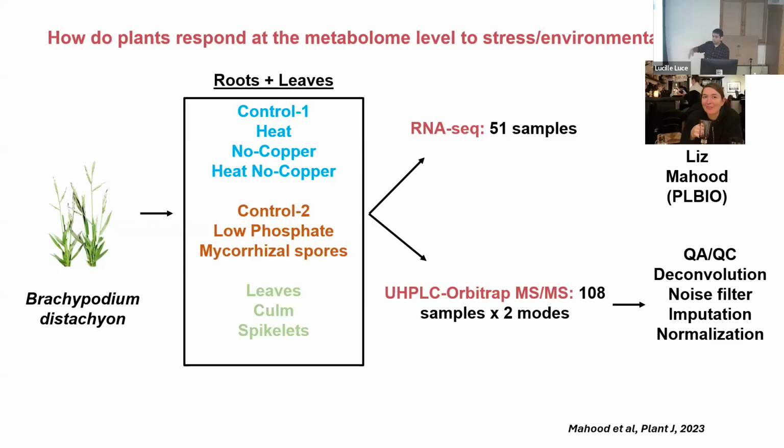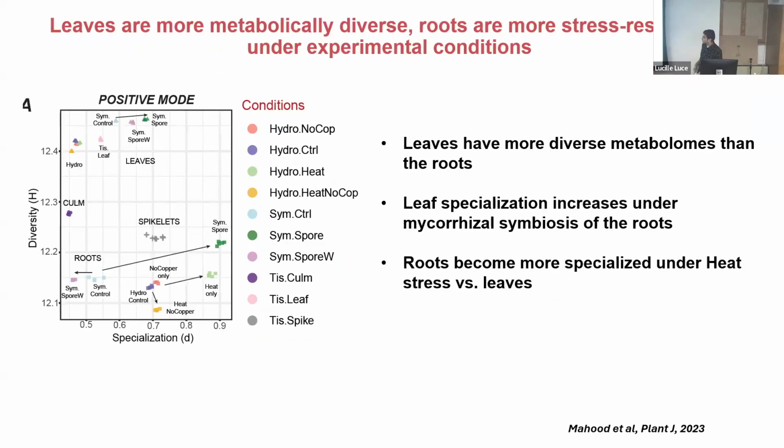I'm going to show you a couple of figures. This whole paper has like 30 supplementary files with 9 figures, but I'm just going to show you two figures from there. One is diversity and specialization, which are metrics derived from ecological theory, or actually information theory. Diversity implies how diverse a given metabolome is, like Shannon diversity: how many peaks are there, and what's the relative abundance of different peaks. And we see leaves are much more diverse than roots metabolically.